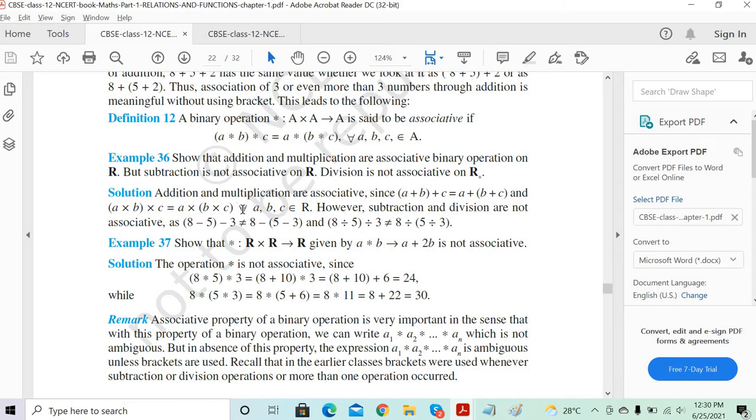So that's how you prove it's not associative. Correct. That's fine. It is not associative.